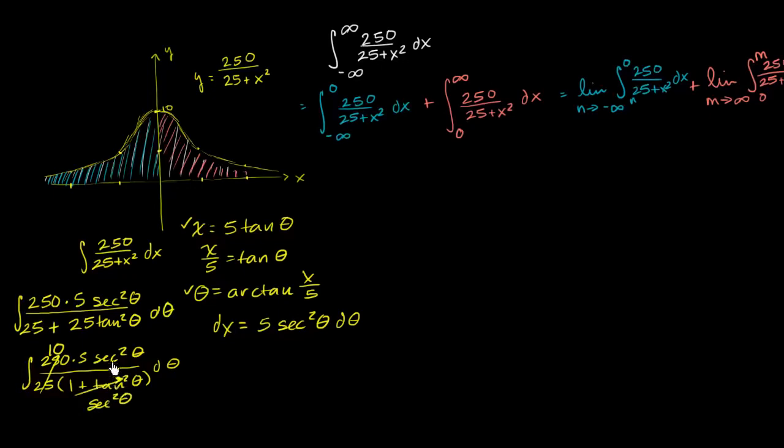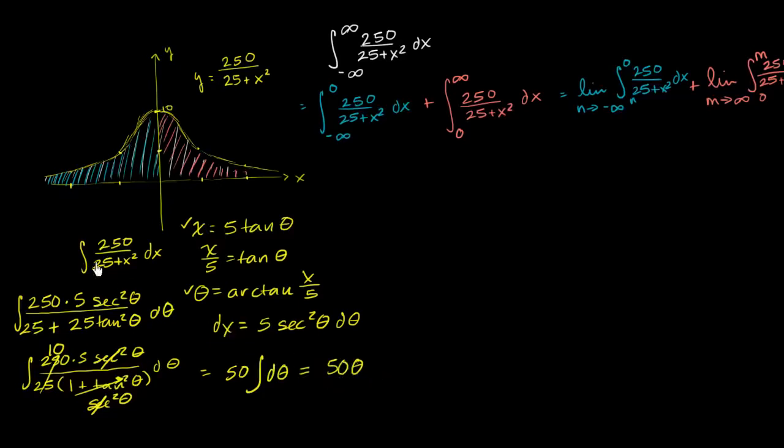Which simplifies our expression a good bit. You get secant squared theta over secant squared theta, which is just 1, and so you're just left with the 10 times the 5, 50 d theta. So this is equal to 50, I'll take the 50 outside the integral, 50 d theta, which is equal to 50 theta.